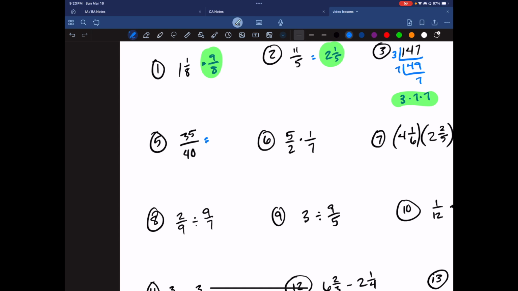So here, I know 5 goes into any number that ends in 5 or 0. So 5 goes into both of these. 5 goes into 35 7 times and 40 8 times. So 7 over 8 is my reduced fraction.